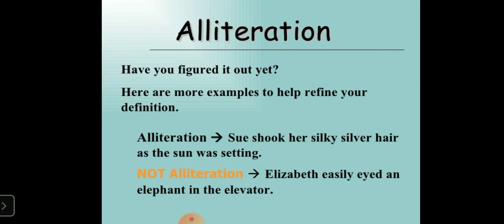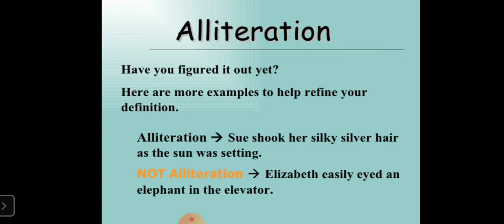Right? So it is not only the first letter being repeated. Sometimes students make mistakes over here. They see the letter is repeated, so they call it alliteration. But this is not right, my dear. When the consonant sound is repeated, only then it will be alliteration. If the vowel sound is repeated, then it won't be alliteration. Same with this example, Elizabeth easily eyed. This is a vowel sound. That's why it is not alliteration. I think it is clear to all of you.